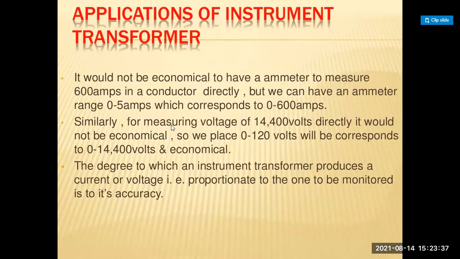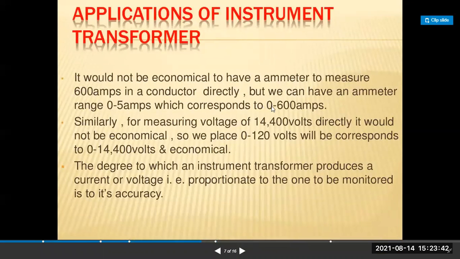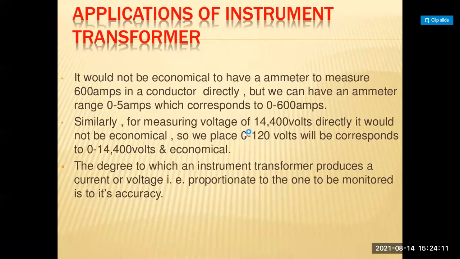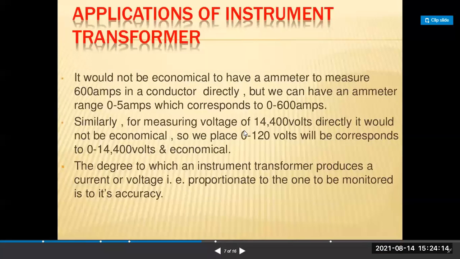If you have a range from 0 to 5 ampere, that value will represent the corresponding value for 0 to 600 ampere. Just as an example, we have taken 600 ampere. If you want to take 0 to 10 ampere for 0 to 1000 ampere, then also it will be considered as the corresponding value. You have to convert what the corresponding value of the instrument transformer is for one single step. 600 ampere is just for a basic understanding of the transformation. A similar kind of principle applies for the potential transformer.